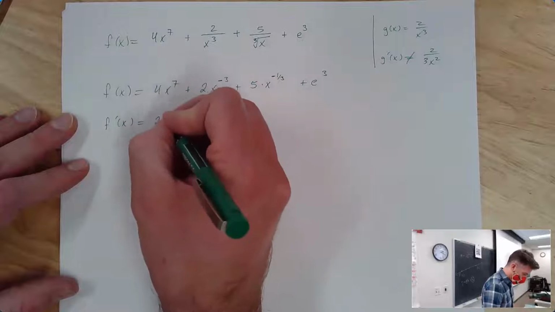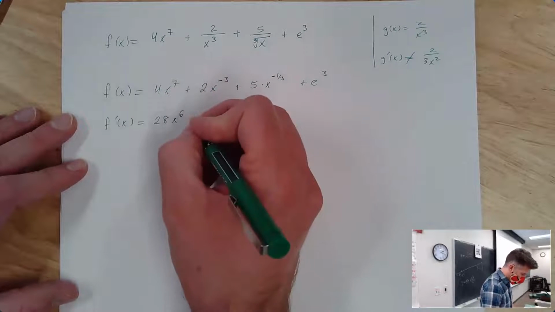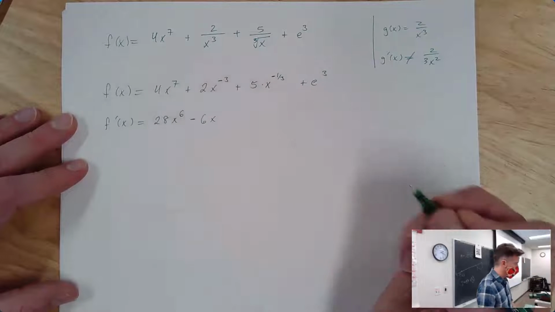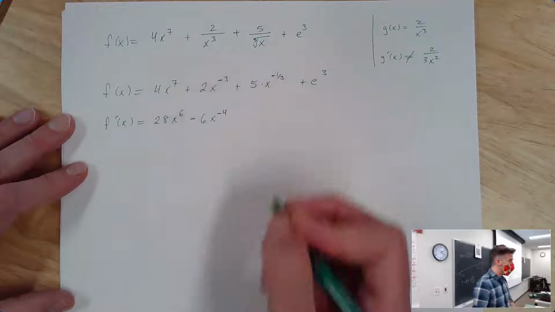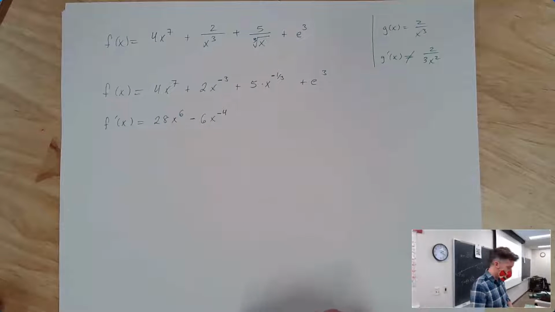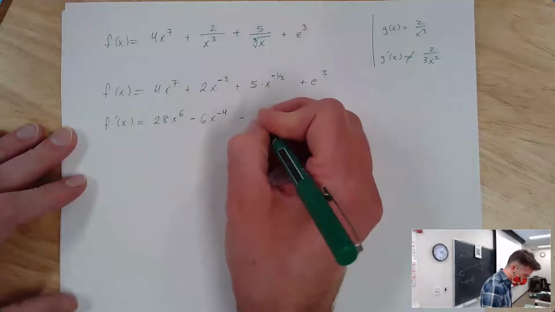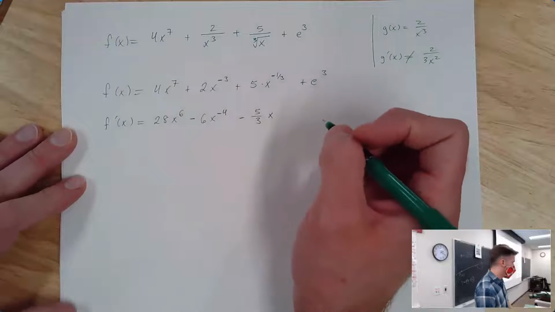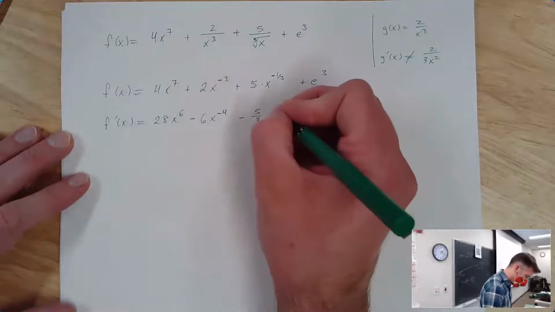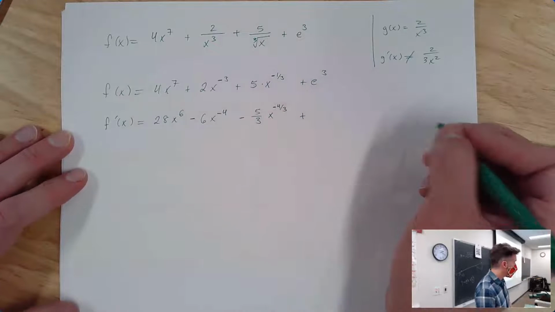7 times 4 is 28 times x to the 6th. Negative 3 times 2 is going to be a minus 6x to the negative... Yeah, thank you. Negative 4, right? The negative powers get more negative if we subtract 1 from them. And then this one's going to be a little bit of work. Let's see. 5 times negative 1/3 is minus 5/3. And then we're going to subtract 1. And what's our new power going to be? Thanks. And then what's the derivative of e cubed?